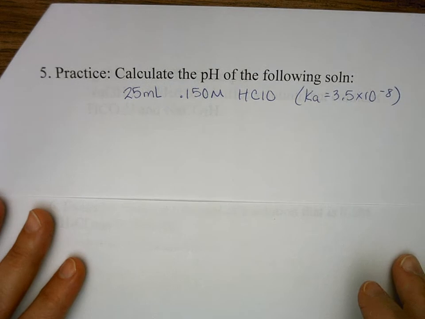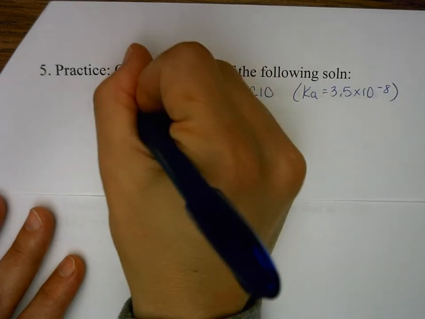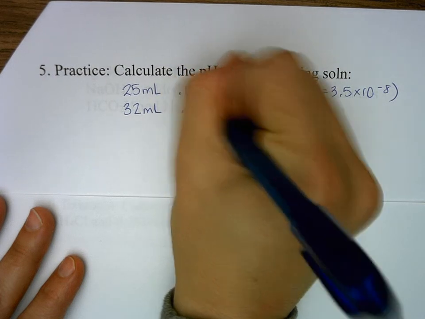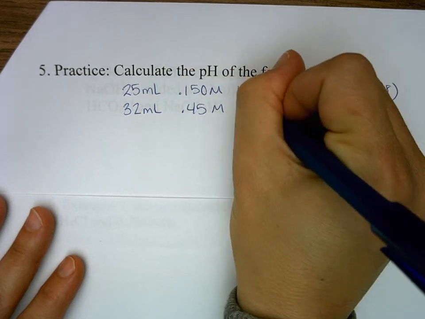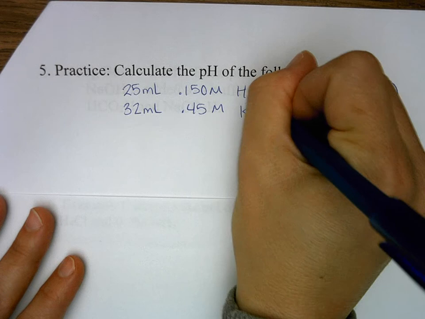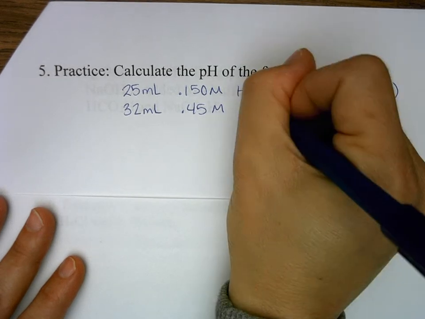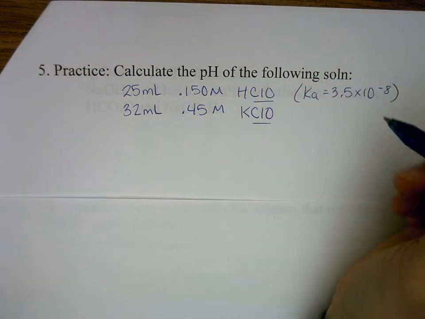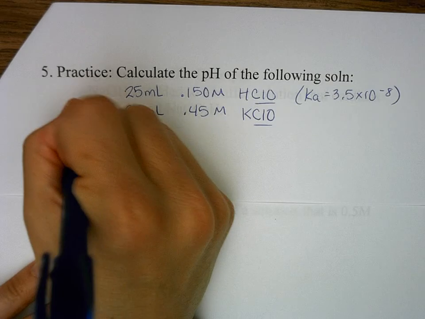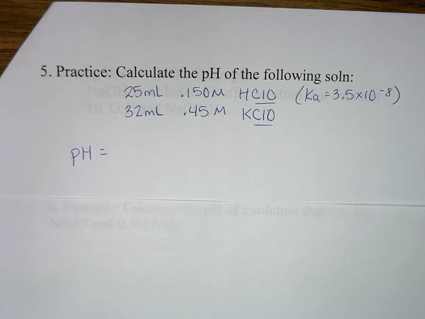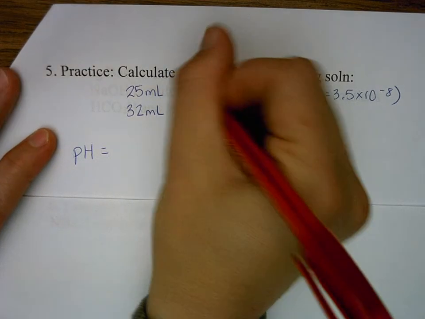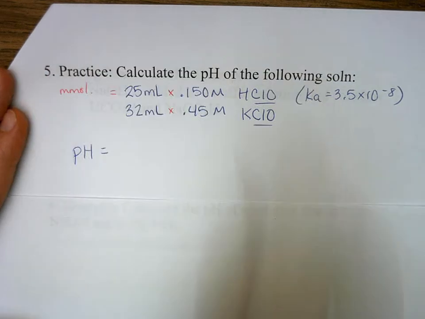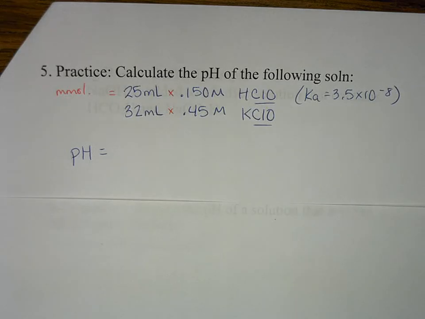And then you have 32 milliliters of 0.45 molar potassium hypochlorite. So the hypochlorite is the common ion. Calculate the pH of that. Remember to do it with millimoles. So just remember milliliters times molarity equals millimoles. You can do that for each one, plug it into the Henderson-Hasselbalch equation, and see what you get for the pH.